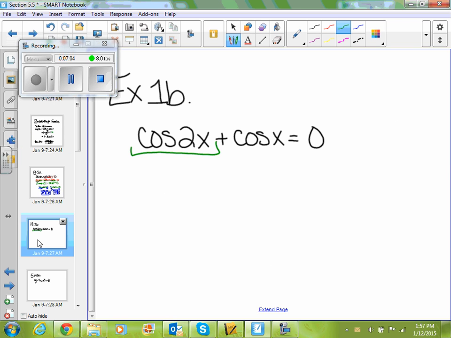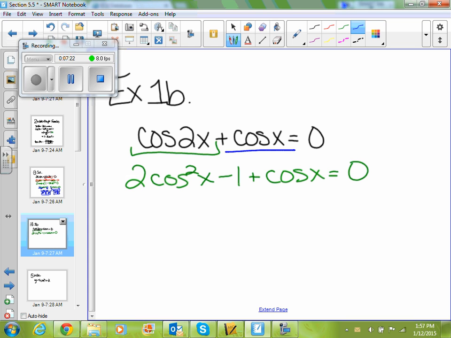So if I replace this with that, then I get 2 cosine squared of x minus 1 plus cosine of x equals 0. That way now I'm dealing with all cosines. I knew that the other part of my equation was just a plus cosine, and so it's easier to simplify things if they're all the same term. So I wanted everything to be a cosine.